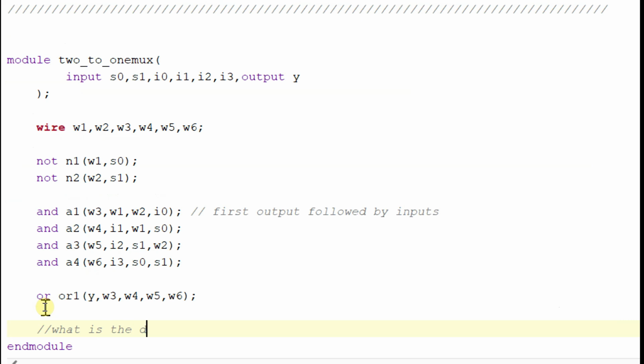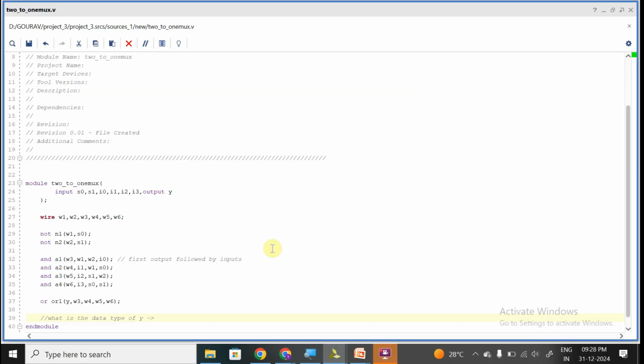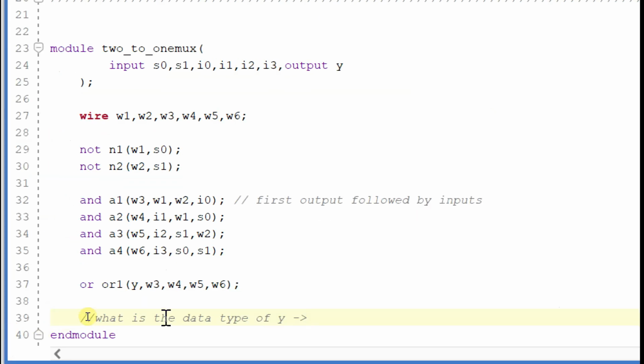What is the data type of Y? Whoever said it is a reg data type, please once again revise the concepts. By default, the input port, or it may be an output port, is of type net. If we mention explicitly that it is reg, then it will be of type reg. We have already discussed this in our previous sessions, so please revise it.